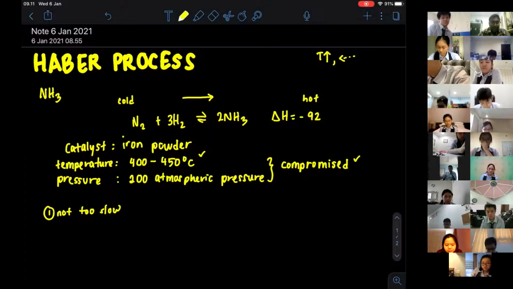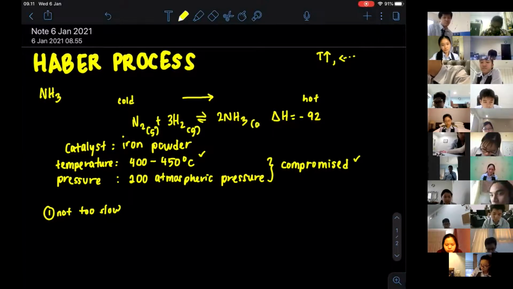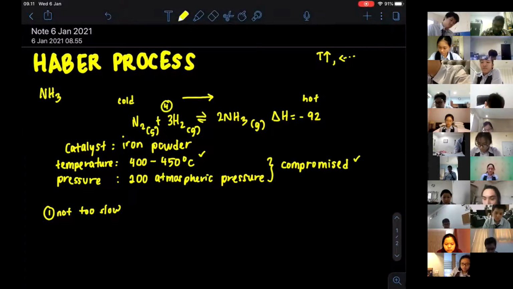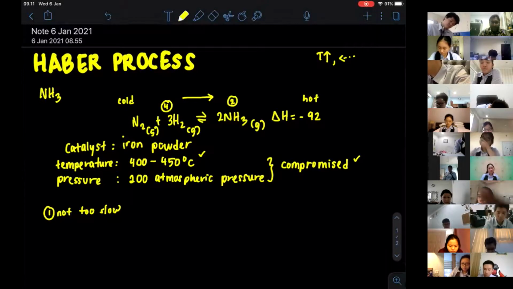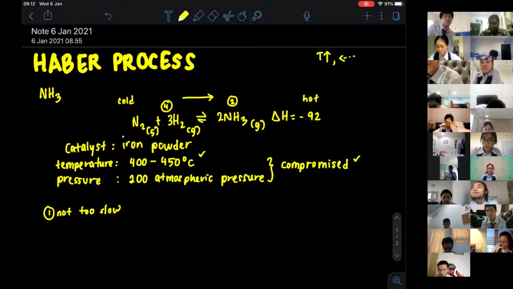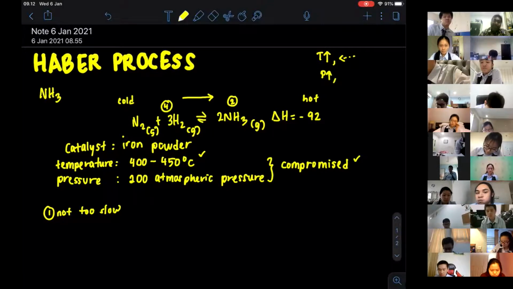And then for pressure, do remember this is going to be gas, gas, and gas. If you look at the total number of moles, you see 1 plus 3 is going to be 4, and then this is 2. Our standard is 1 atmospheric pressure, our normal atmospheric pressure. 200 is considered to be high pressure. So if you are using high pressure, according to LCP, you need to decrease the pressure.